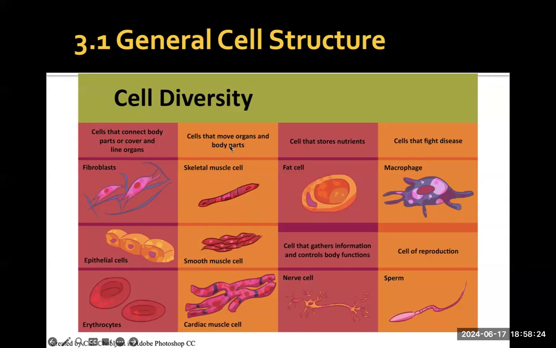In the second column, the cells that move organs and body parts, these are all muscle. So there's 3 different types of muscle. There's skeletal muscle, smooth muscle, and cardiac muscle. Now, the visible differences you guys see between them, you're going to learn about in lab. The functional differences we can talk about as well in lecture.